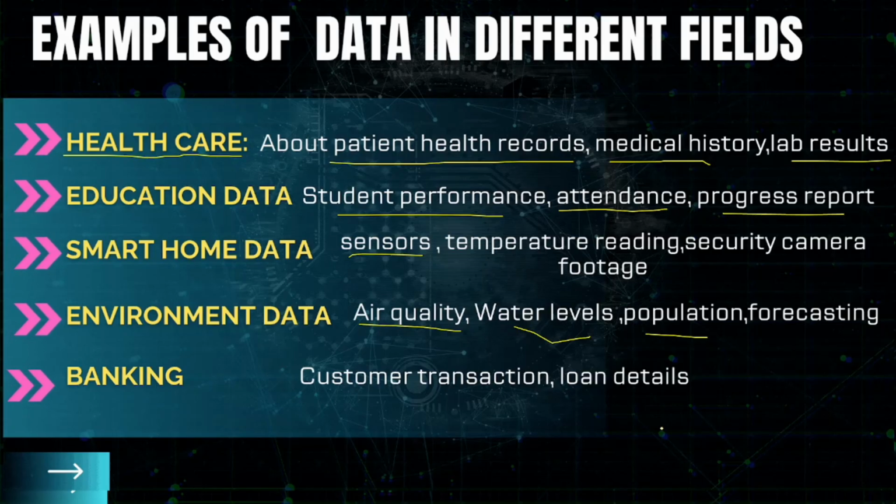For example, apart from that, if you're taking the hospital or the railway station, what type of data will they be collecting about the passengers or customers? All this comes under examples of data in different fields. So when they ask you the question, just give the subheading and about patient health, only one or two points you can mention, and you will definitely get a mark.